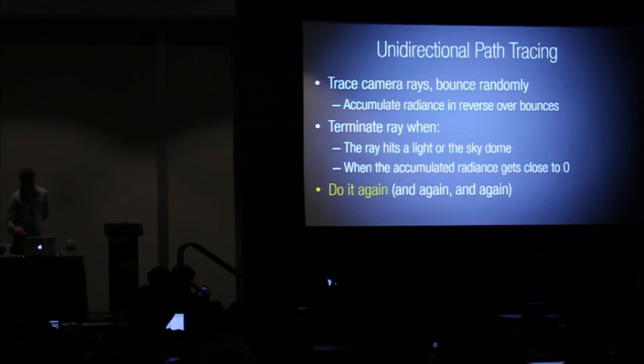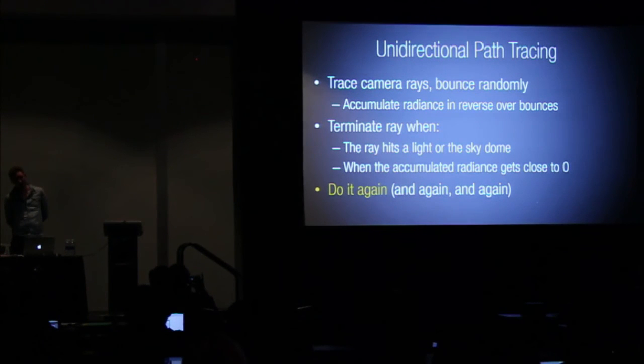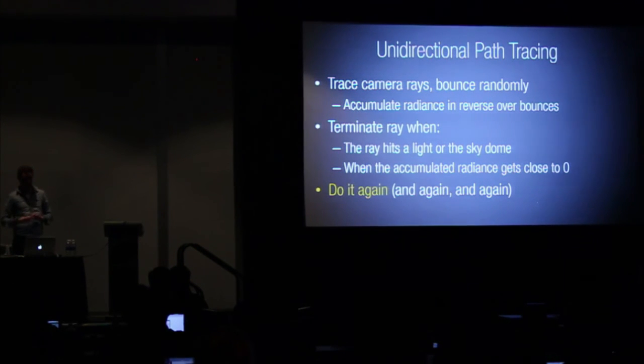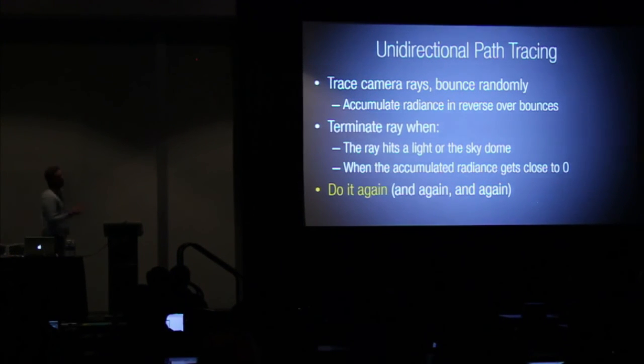So this is unidirectional path tracing. Unidirectional path tracing is where you just trace camera rays. You cast a load of rays from the camera, you bounce randomly off things and accumulate what you've got. You terminate the ray when it either hits a light or the sky dome that it gets out of the scene, or when it hits something enough to make its energy, its radiance, zero. And then you do it again and again and again with different randomness until you get a good result.